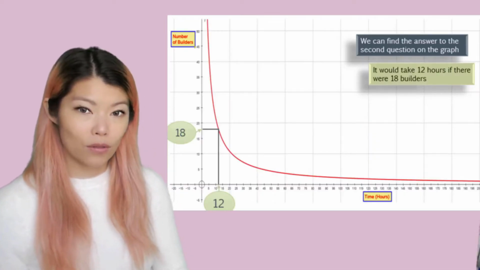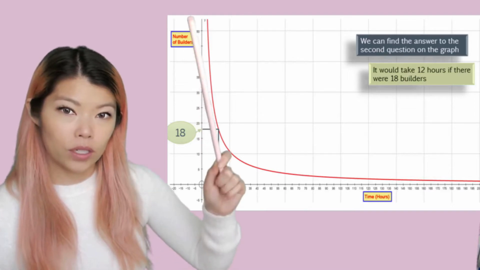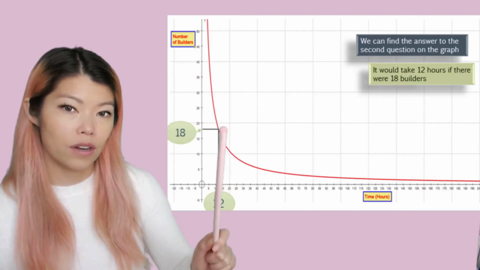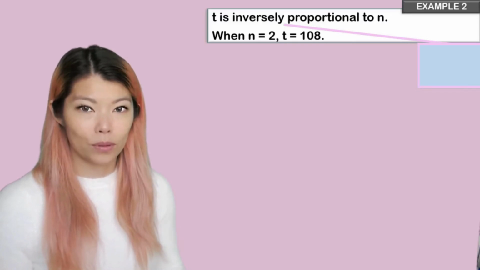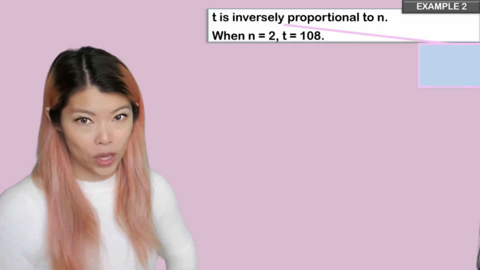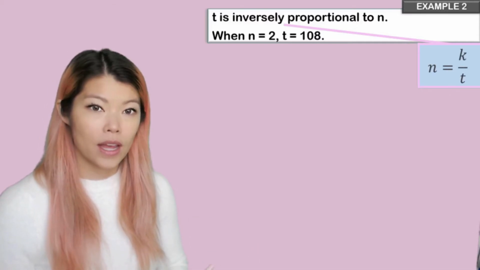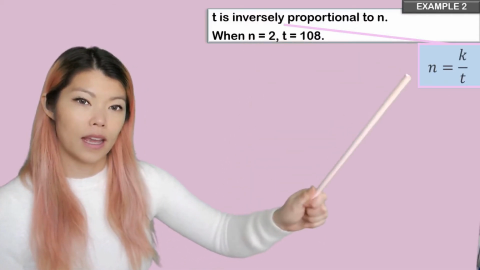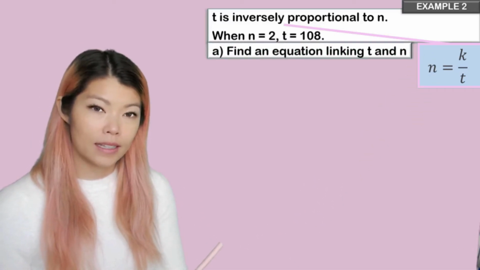I could also use a graph. If I graphed it, the number of builders and the time, I can read off the graph and obtain my answer. Let's do another example. t is inversely proportional to n. When n is 2, t is 108. First of all, inversely proportional means n is equal to k over t. So now find the equation linking t and n.